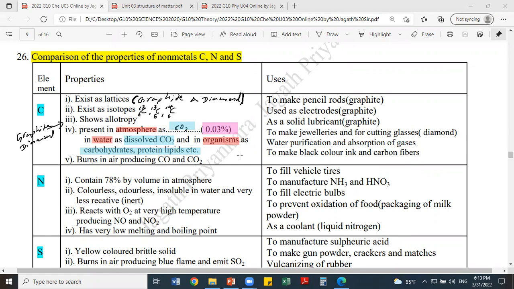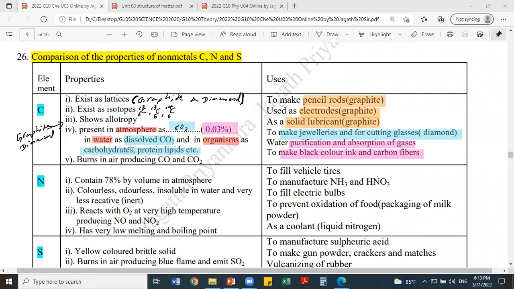And next, the uses of carbon. Carbon is used to make pencil rods. We discussed this on the PowerPoint slide last week, right? Graphite is used to make electrodes, and graphite is also used as a solid lubricant. Diamond is used to make jewelry, and even for cutting glass. In addition, we use activated carbon and carbon nanotubes for purification and absorption of gases. There are many uses of carbon, right? It is also used to make black ink.